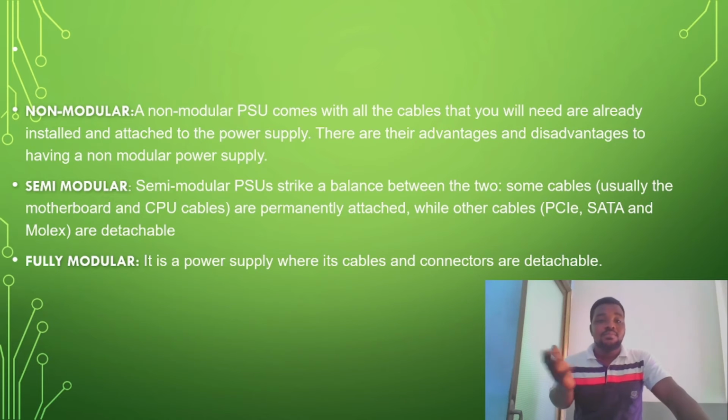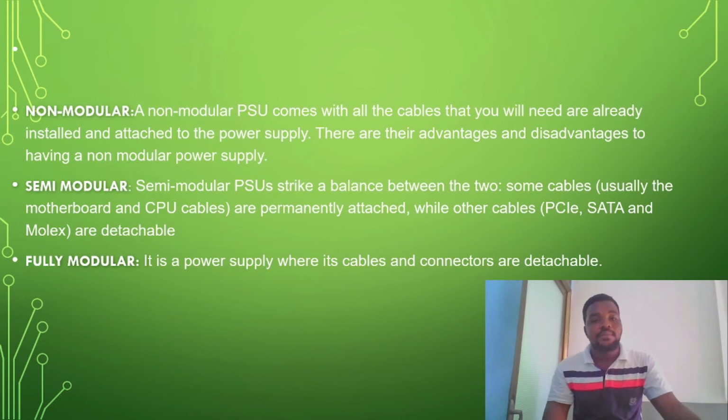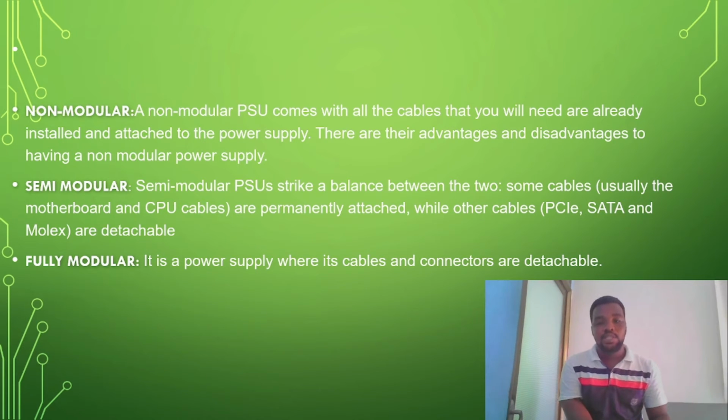The next one is semi-modular. The semi-modular power supply units, that's the PSUs, strike a balance between the two. When we say strike a balance between the two, I like to use an example. Usually the motherboard and the CPU cables are permanently attached, while other cables, where we have the PCIe and the SATA, are detachable.